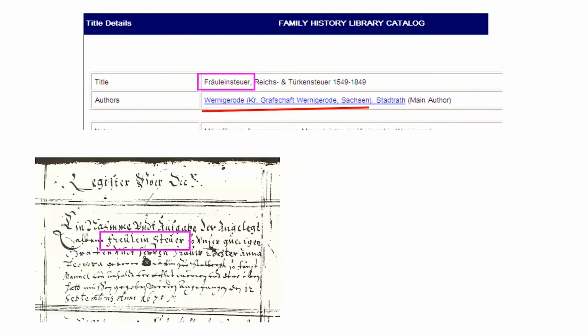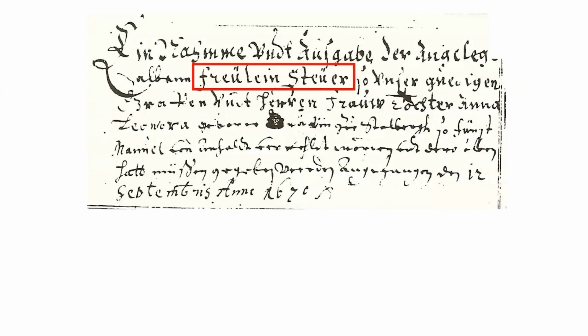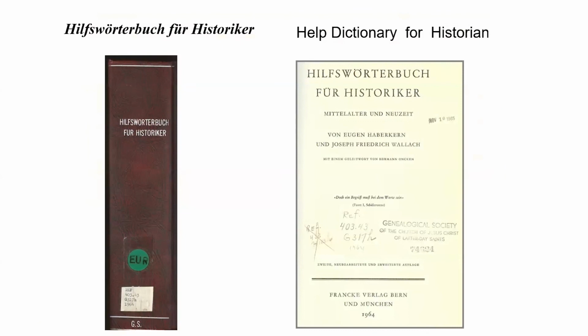This record is called a Fräuleinsteuer. The literal translation is a tax on unmarried women. And that's how a German dictionary actually defined it. This term was found in this nobility tax record. It states that the Graf, or Count, and Herrn, Lord, the Count and Lord of Wernigerode, levied a tax on 12 September 1670.